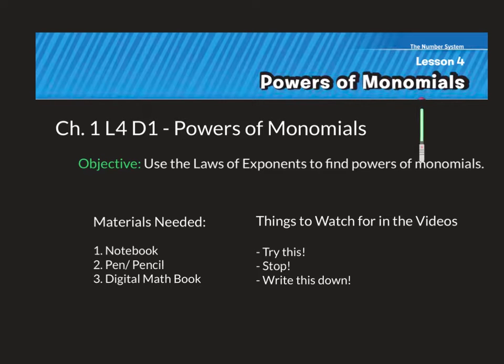Good morning, everyone. Today we're picking up with lesson 4 of chapter 1, powers of monomials, and our objective is to use the laws of exponents to find powers of monomials. Don't forget to check over the materials needed and things to watch for in the videos. And let's get started.